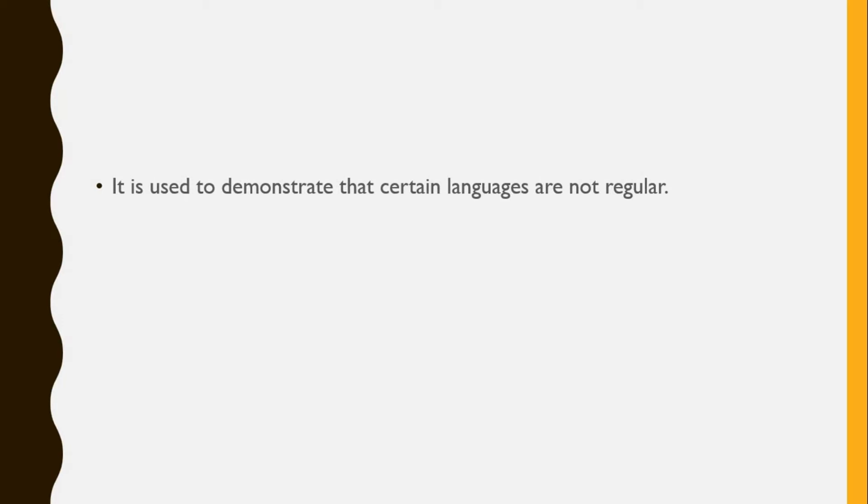Now, keep in mind that it's always the same process, always. You're gonna take a language that is not regular, assume that it's regular, apply the pumping lemma for regular languages, and get a contradiction somehow, right?